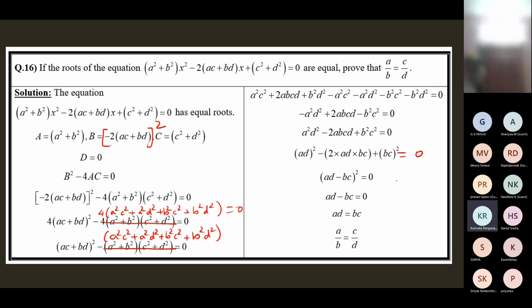Now you'll have to get the result A by B is equal to C by D. See here, you have AD is equal to BC. You need to get A by B. So AD by B is equal to C.